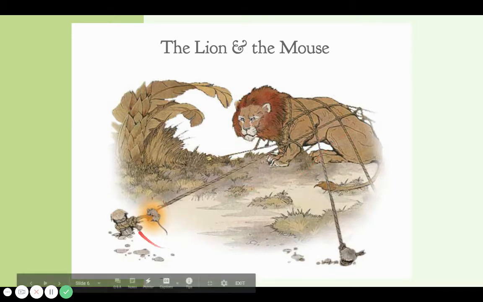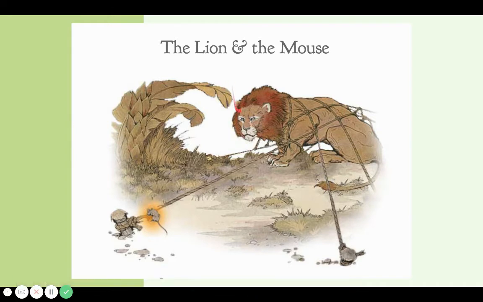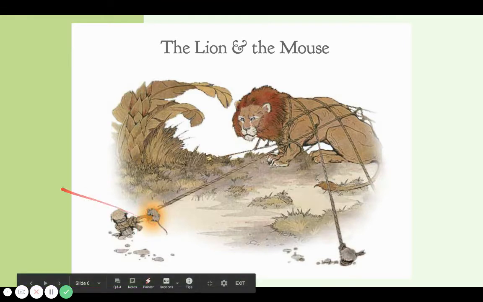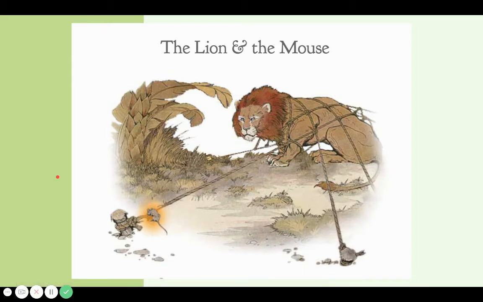I see this looks like a mouse, and when I look at the title, it looks like my characters are probably going to be a lion and a mouse. And so I can see both my characters here on the screen. That is a great way to get started every time you read, is to look at some illustrations.